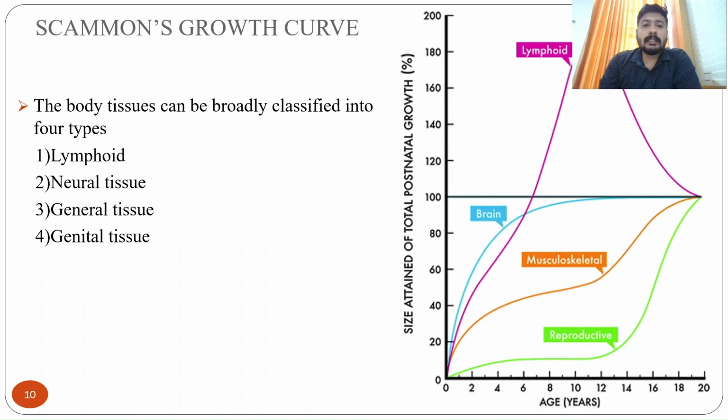So what you see here is Scammon's growth curve. When you look at it, you see that there are four different types of body tissues: your lymphoid, neural, which is your brain, your musculoskeletal, and your reproductive or genital. The lymphoid tissues tend to grow up to 200% in the initial years of growth. This is to provide adequate immunity for the individual. Later it is followed by the neural, then followed by an S-shaped curve for your musculoskeletal, and the last body tissue to mature is your reproductive or genital tissues.